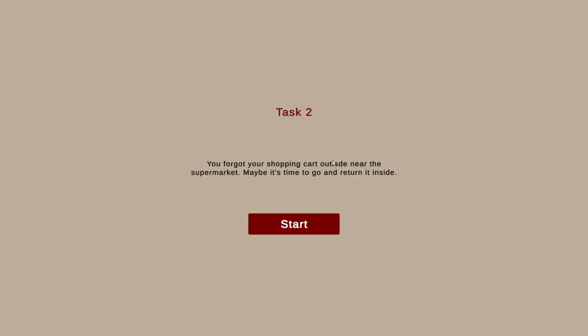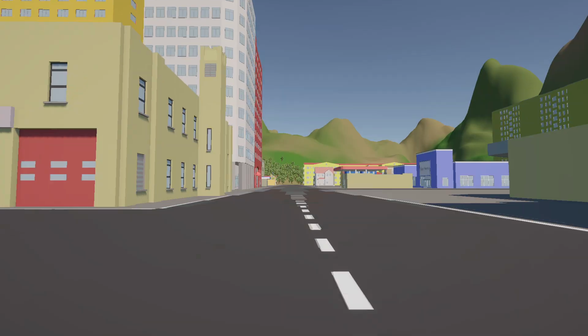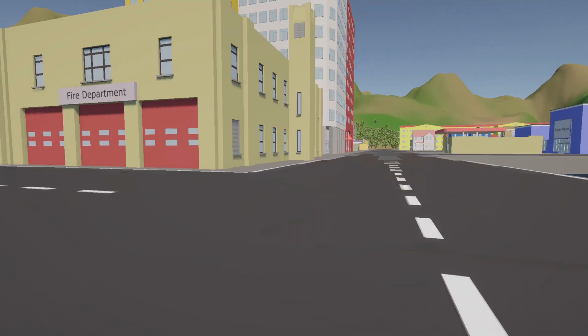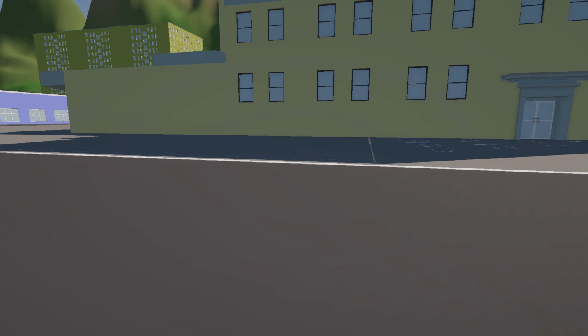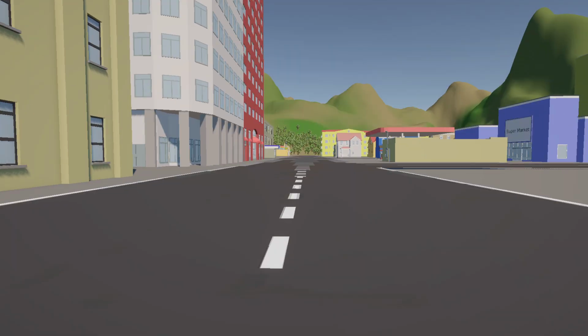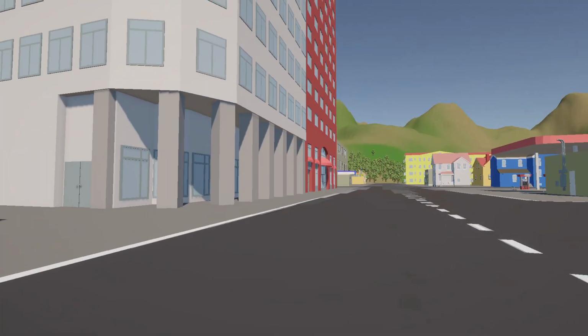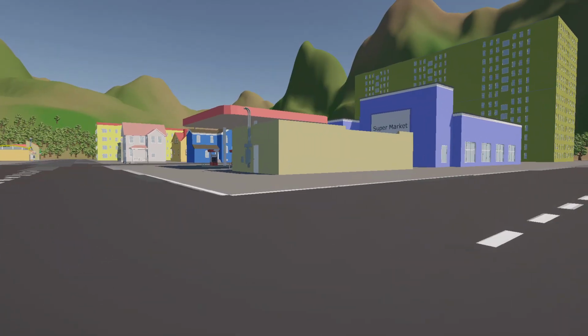You forgot your shopping cart outside near the supermarket, but maybe it's time to go and return it inside. So let's see what we have here. Now I've decided to move just forward. We can also keep in mind that you have this whole place open so you can go anywhere, but obviously I set up the player and the camera in such a way to give them somewhat of a hint towards their goal. In this case, if you walk a bit forward, you see the supermarket here.